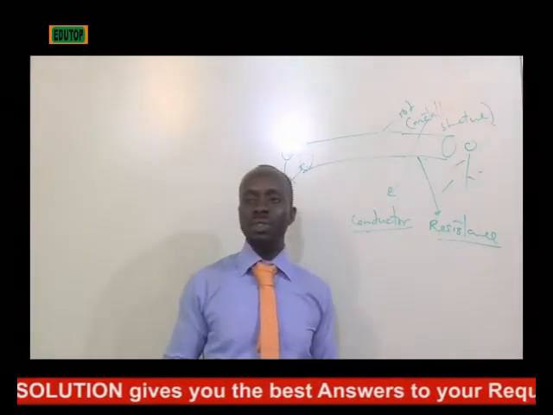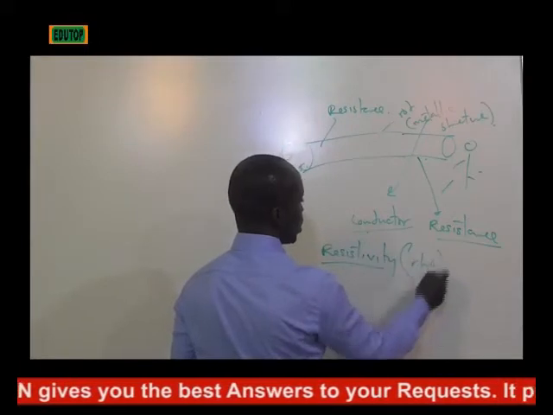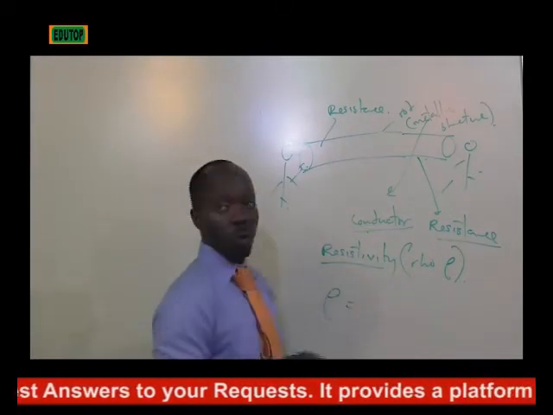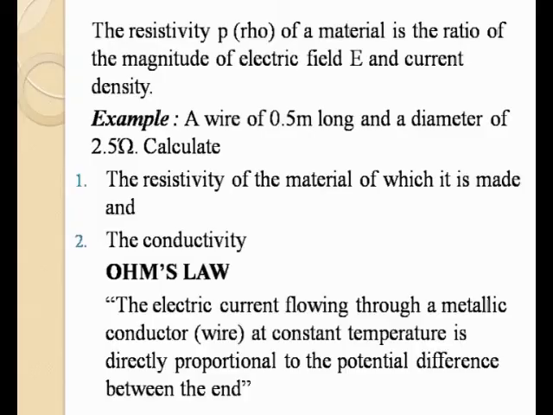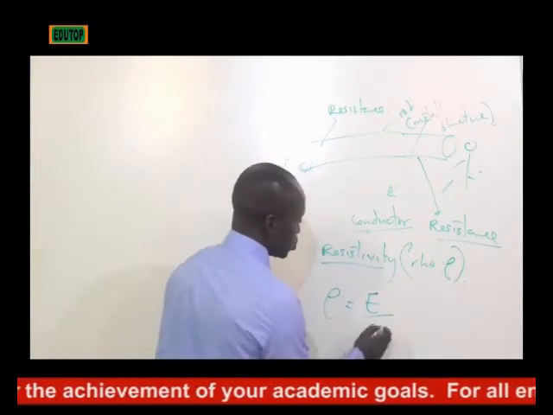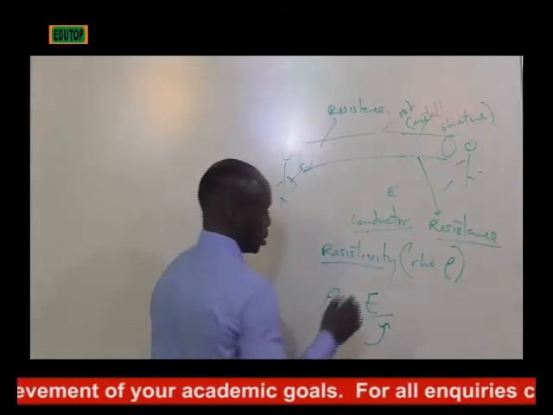Now when it comes to resistivity, resistivity is denoted by rho. That resistivity rho equals, let's go. The resistivity of the material is the ratio of the magnitude of the electric field E and the current density. That is E all over J, your current density. Let's assume this is our density. You get?